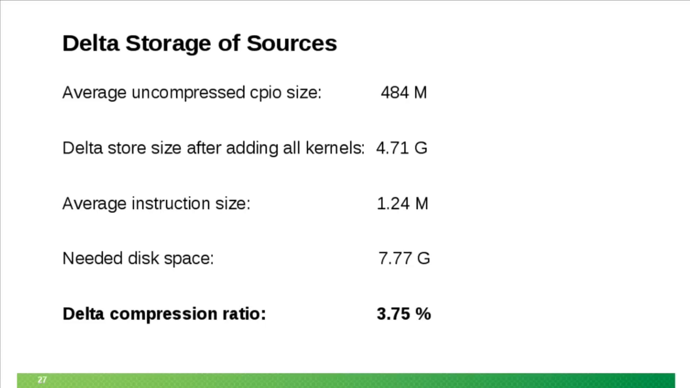And the OBS 2.7 has a new delta mechanism. This is the CPIO archive in the end. The CPIO archive is uploaded, and then gets compared with the past CPIO archive. And we reached a compression ratio down to 3.7%, so from 100% down to 3.7. So instead of the more than 200 gigabytes, we only need 7 gigabytes of space now.